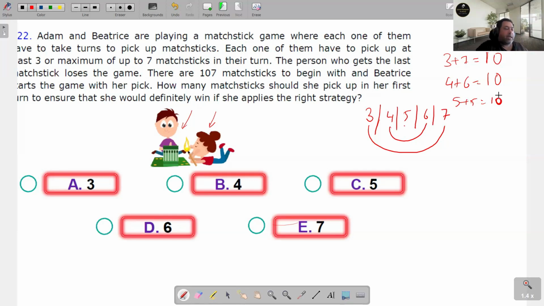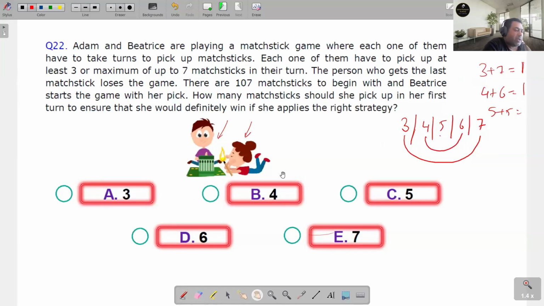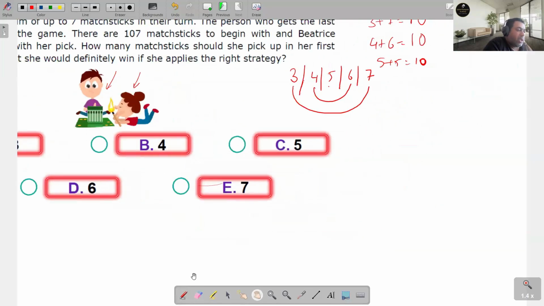Now understand that in the end, if it is the losing person's turn and there are only 3 matchsticks left, which is the least pick, the person has no other option than to pick up these 3 because he cannot pick anything less than 3 and he cannot pick anything more than 3. The person has to pick up 3, correct? So that person will lose.